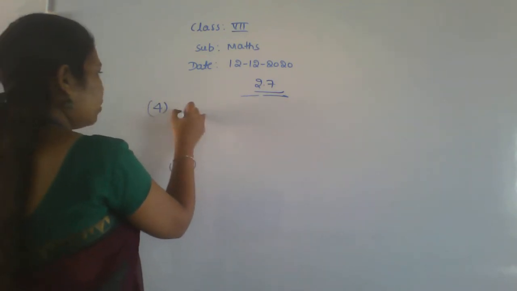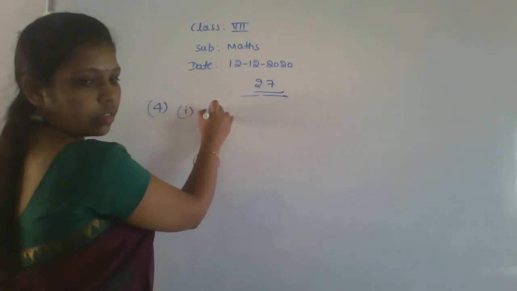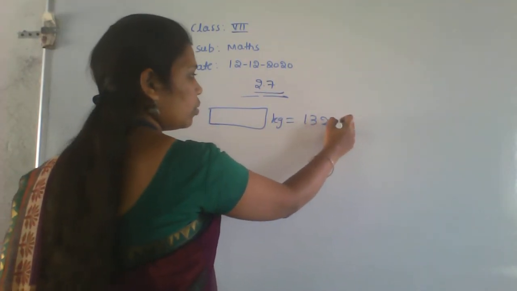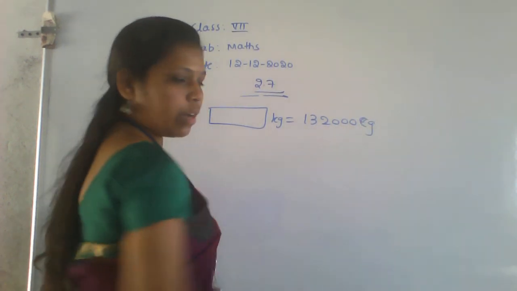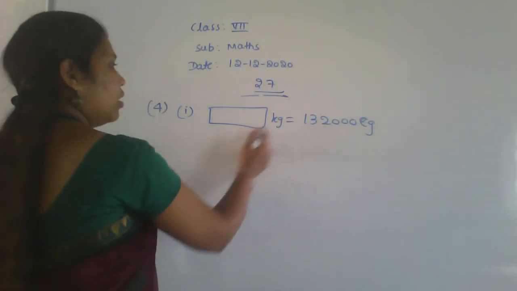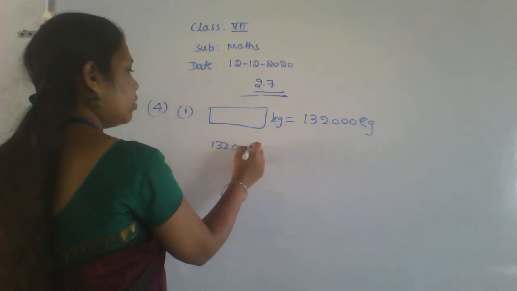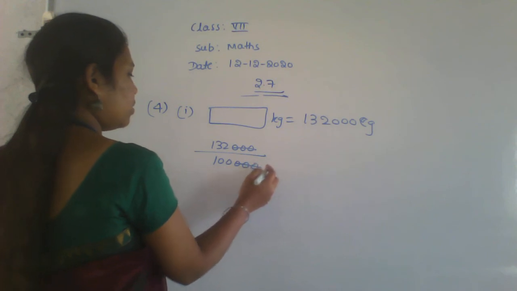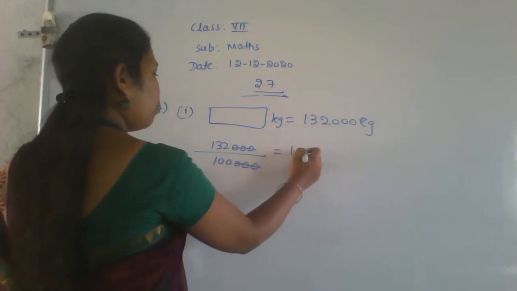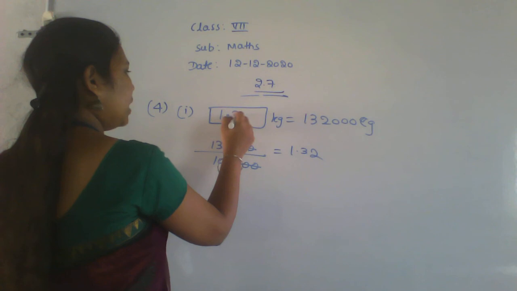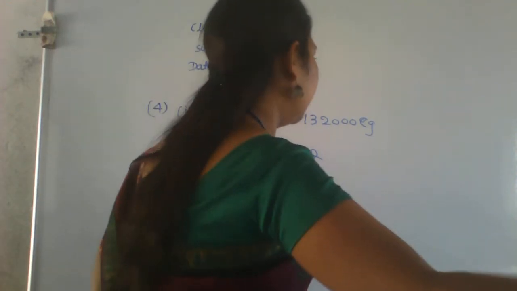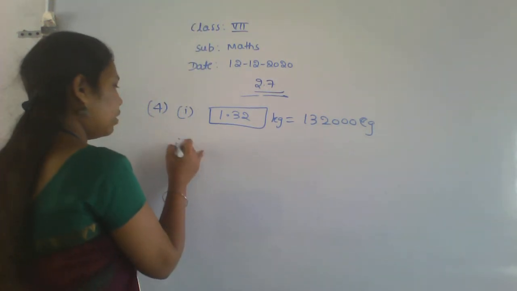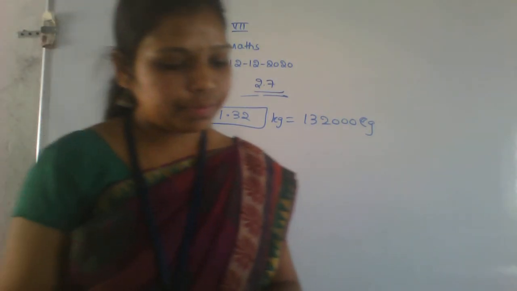Fourth main, the first problem. Here kg is equal to, you have to observe and fill. See here, divide with 5 zeros, that is 1 lakh. These zeros will cancel, leaving 1.32. So 1.32 kg is equal to that much centigram. Answer. Okay, next go for the second one. What is the second one?